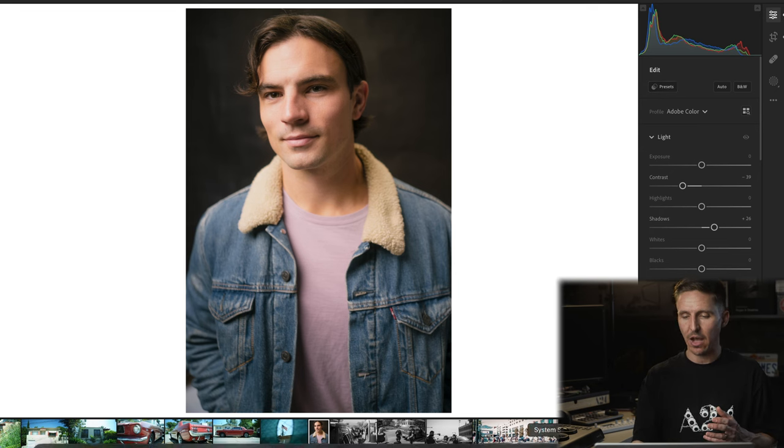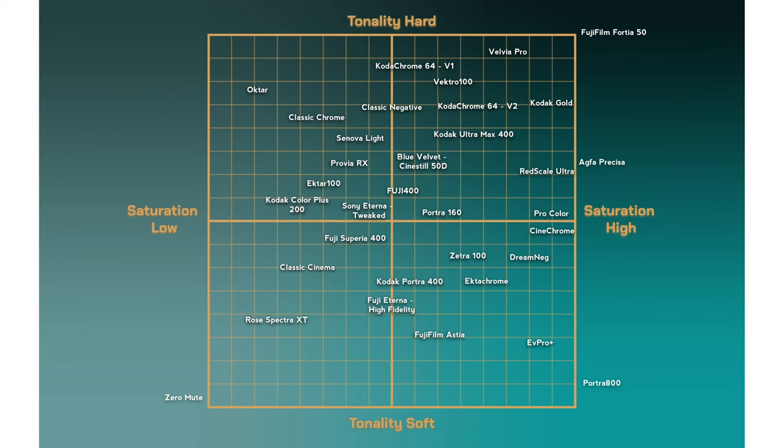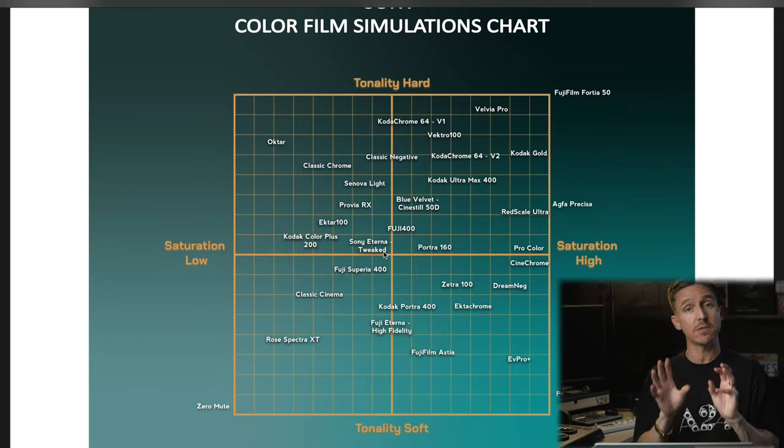If we tab out and go look at where it lands on the chart, it's the only one that's right in the middle. And see, it says tweaked because he's still working on it. It's very, very new to the website. So it's right in the middle of tonality, hardness and softness, as well as right in the middle on saturation. The saturation is not too high, but it's also not too low.